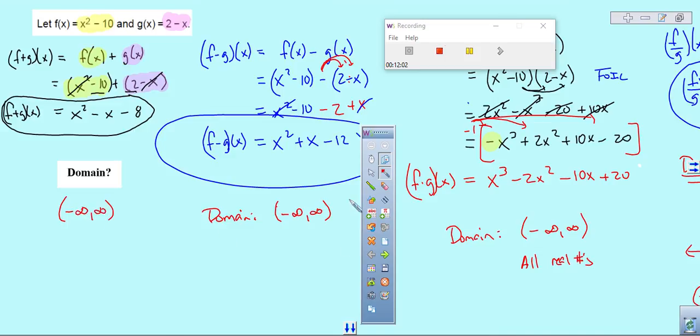All right, so that's our first little taste of arithmetic operations of functions, and we're going to add a little bit to that, but that'll be the first video.